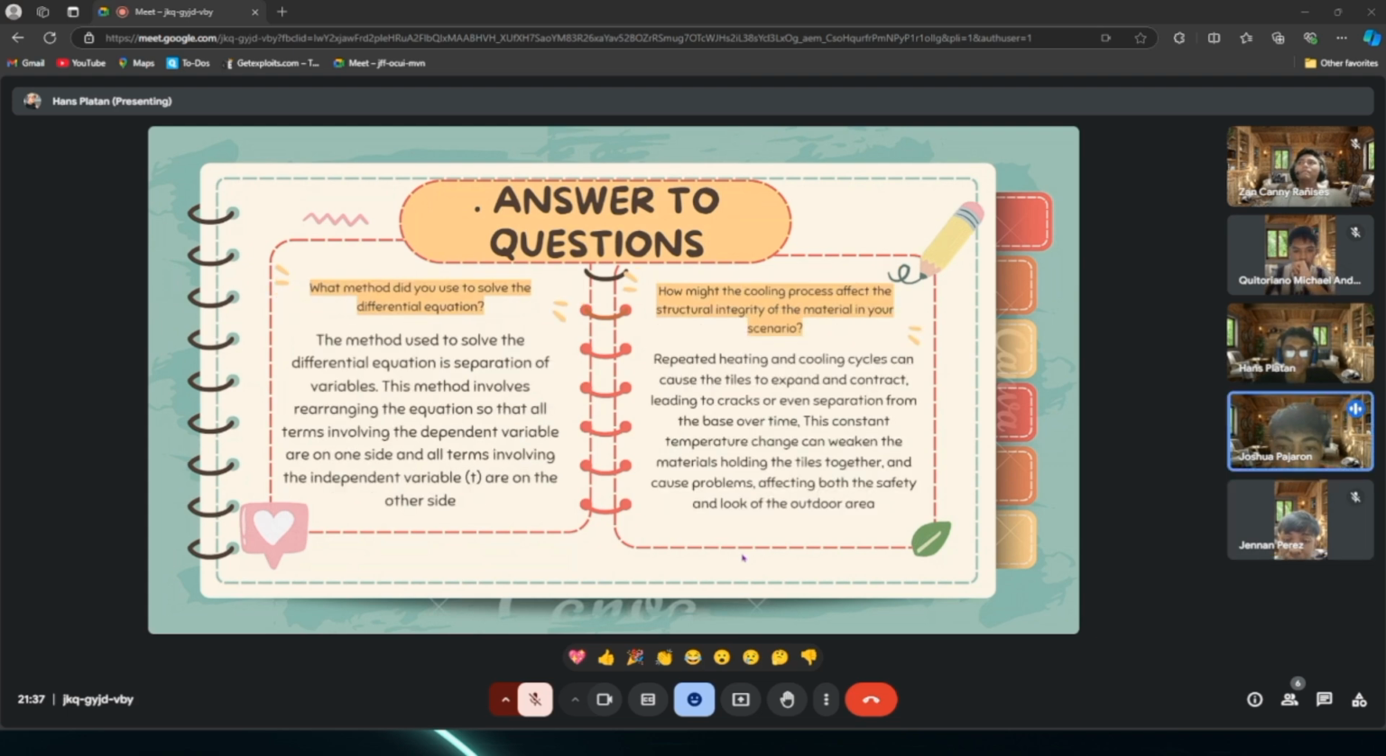So number three is, what method did we use to solve the differential equation? To answer this question, we use separation of variables. This method involves rearranging the equation so that all terms involving the dependent variable are on one side and all terms involving the independent variable are on the other side. This method is useful for solving first-order linear differential equations where the rate of change is proportional to the difference between the current state and some equilibrium state.